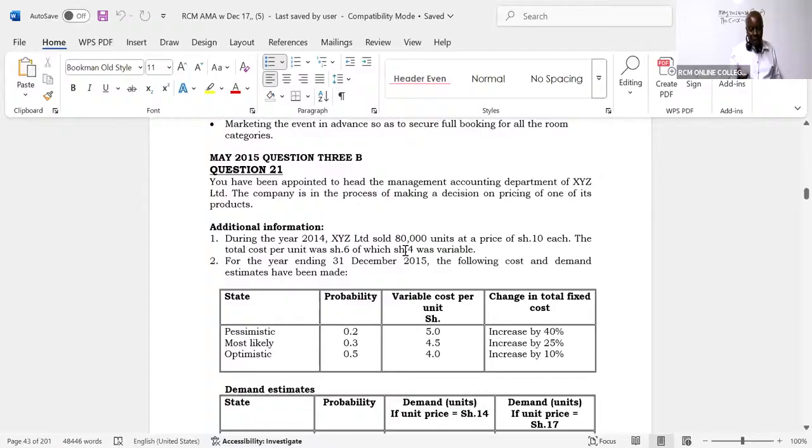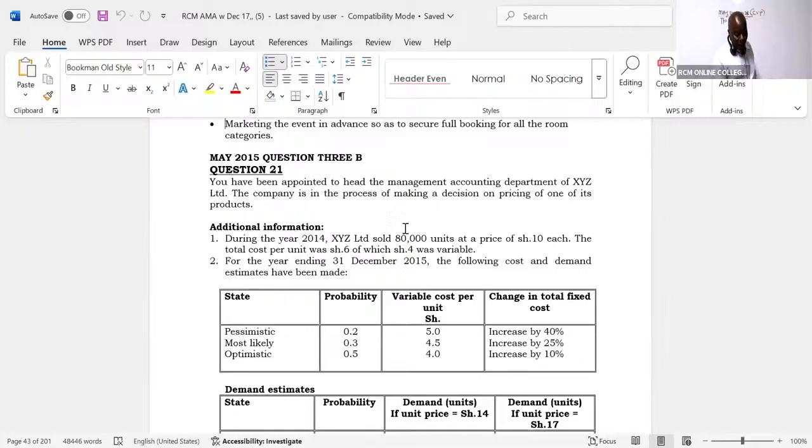When you see them telling you that, they will not give you fixed cost anywhere. So a good student should be able to use the current output to give us total fixed cost. They have given me the total cost per unit, which is 6, and 4 is variable, meaning that fixed is 2, because 6 is the total cost and variable is 4.